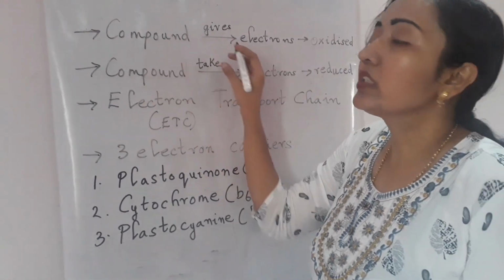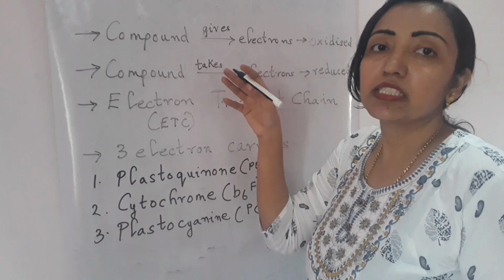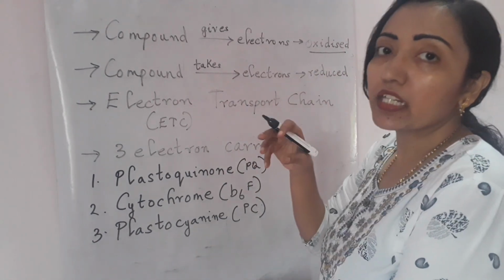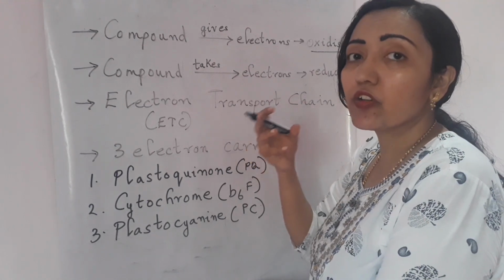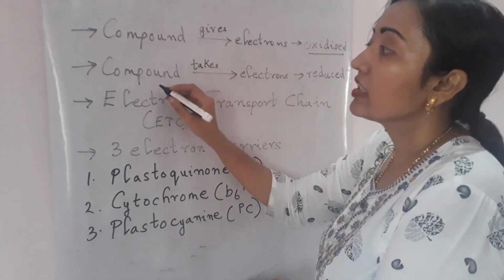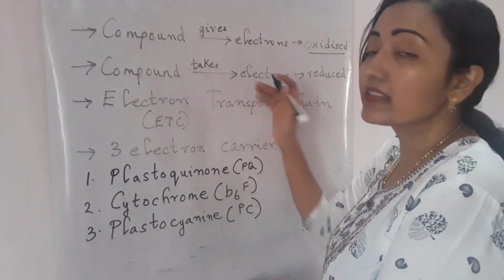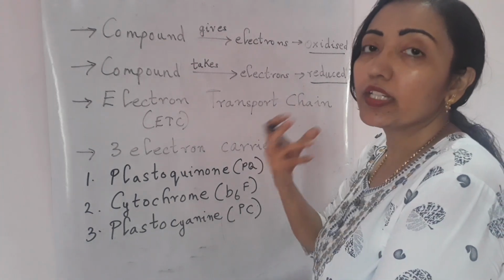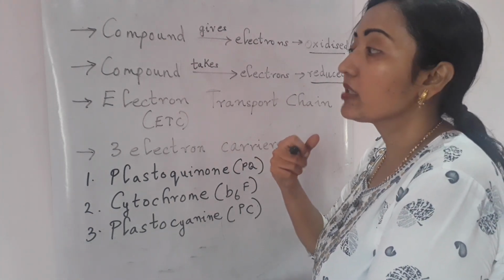When a compound gives its electron to another compound, it loses electrons and becomes oxidized. On the other hand, whenever a compound gains electrons, it becomes reduced.